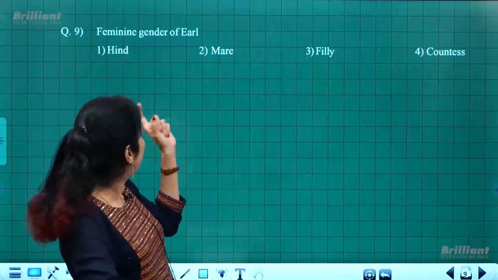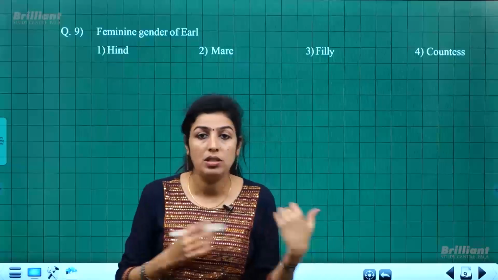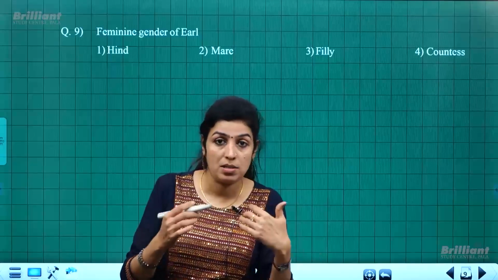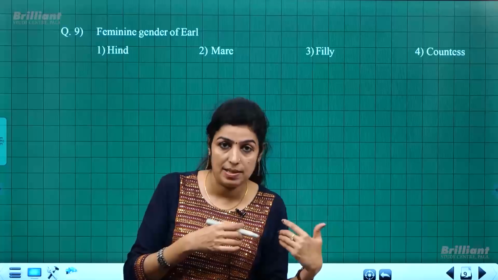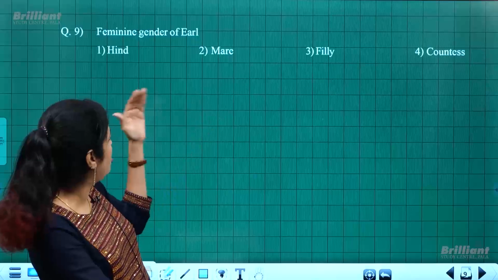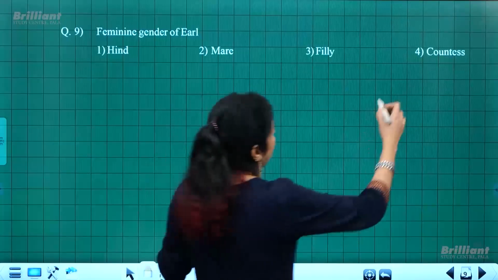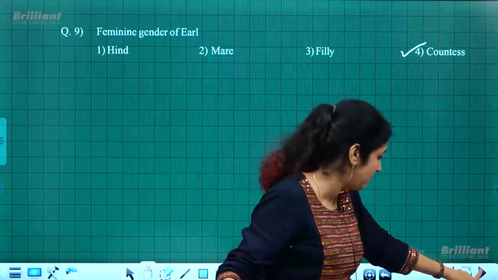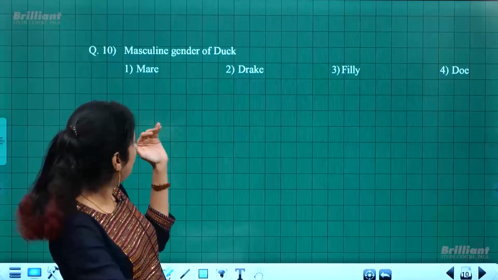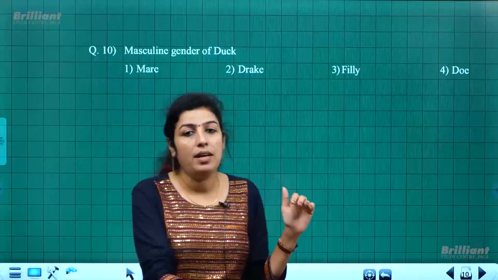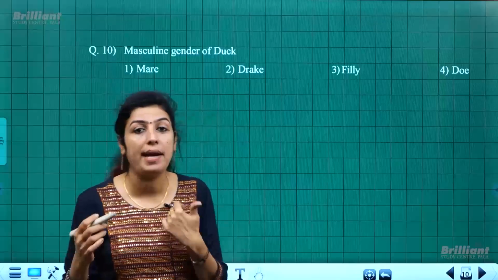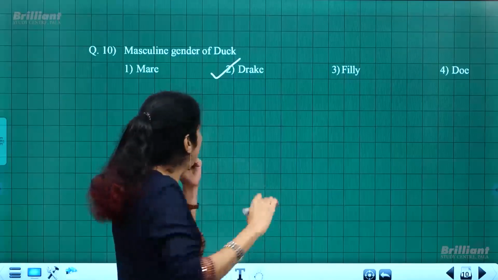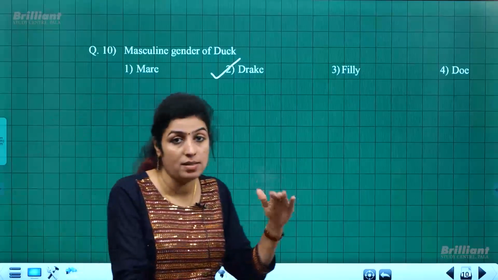Next, feminine gender of earl, just like duke, duchess, man, woman. Same way, like Mr., Mrs., those things were asked in the previous exams. So here, the feminine gender of earl is countess. Now, masculine gender of duck. A male duck. What do you call a male duck? Again it starts with D, but not do, it is drake. A masculine or male duck is called drake.